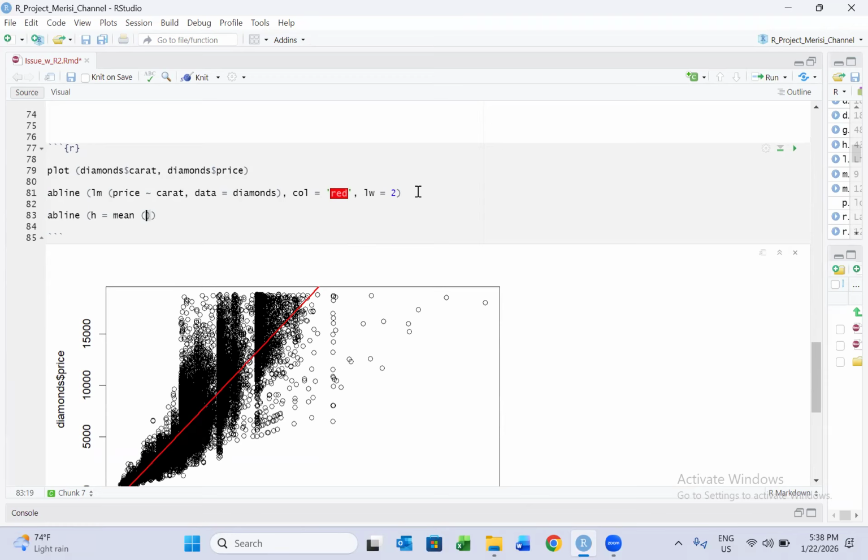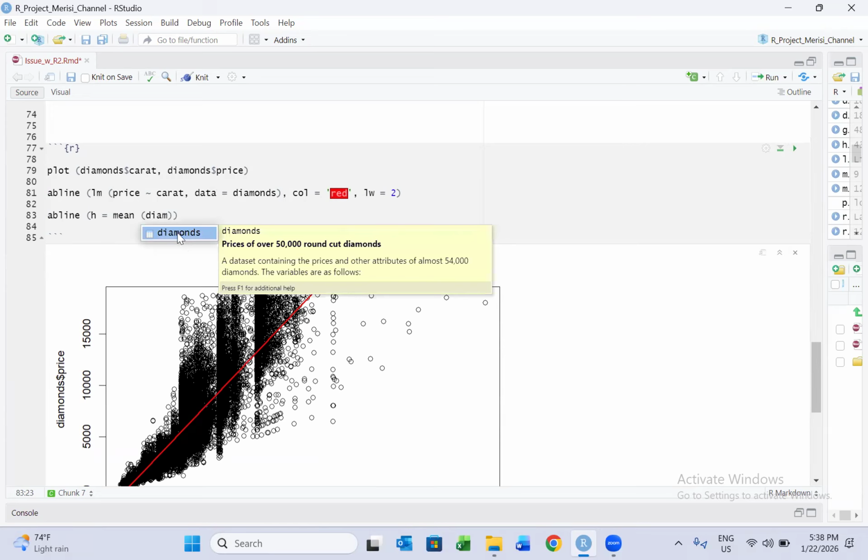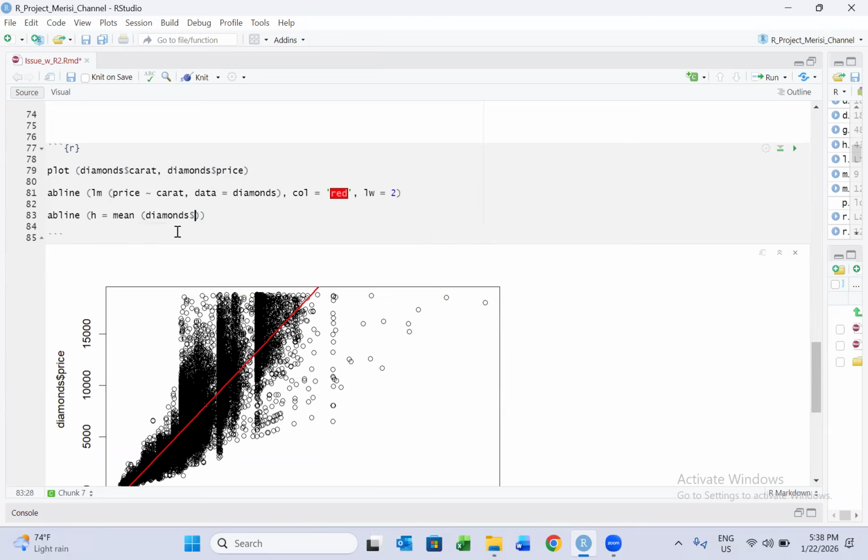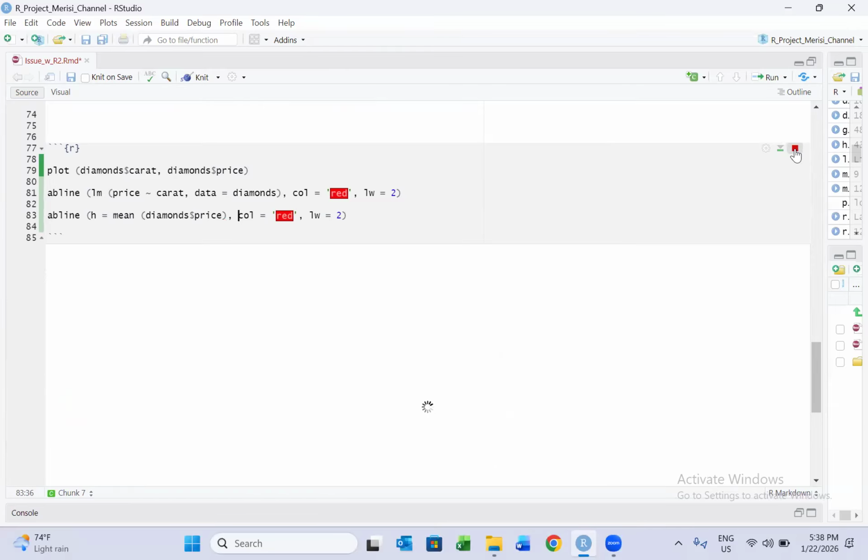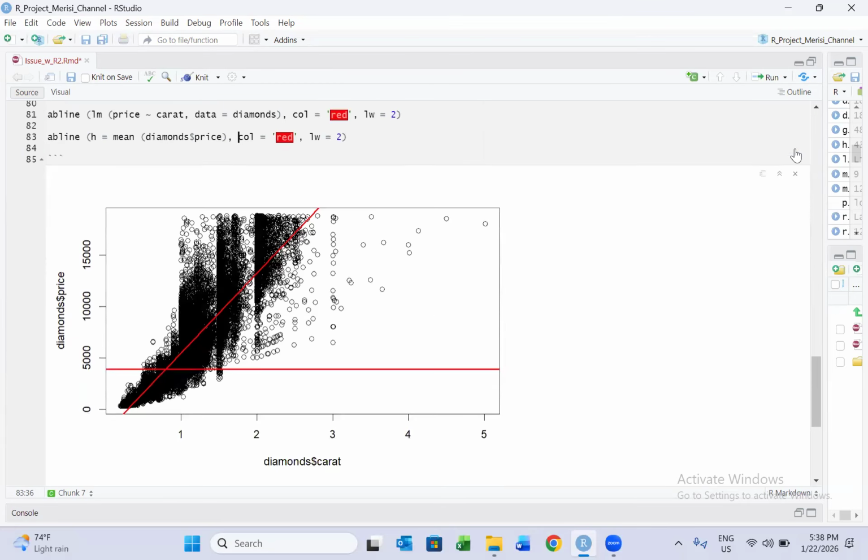The mean price. So from diamonds, compute the mean. Sorry about that. Trying to use the auto completion. Diamonds, use price. There you go. And I'm going to use the same color. Maybe you want to use a different color for the horizontal one, but I'm just going to stick to red and the same width. Okay. Yep. All right. That should do it.